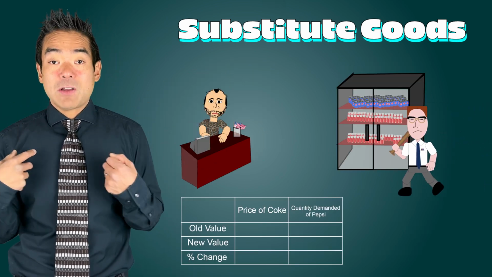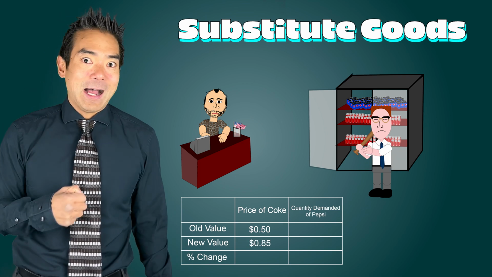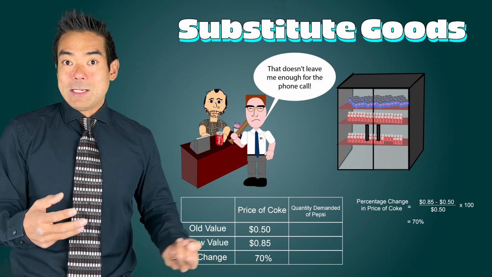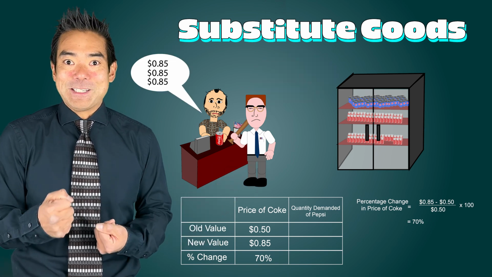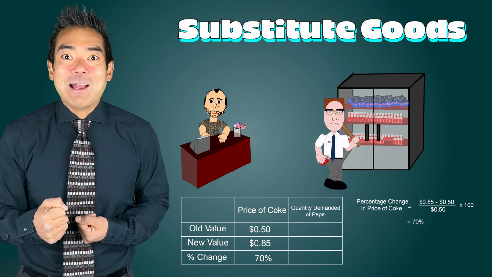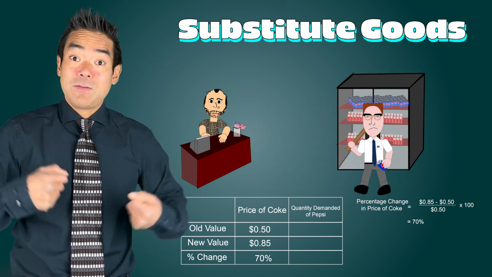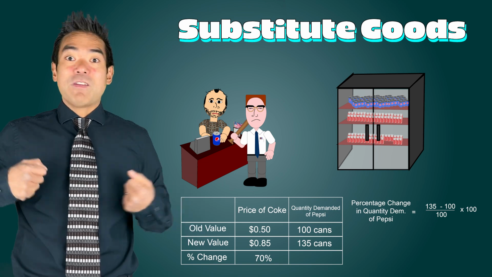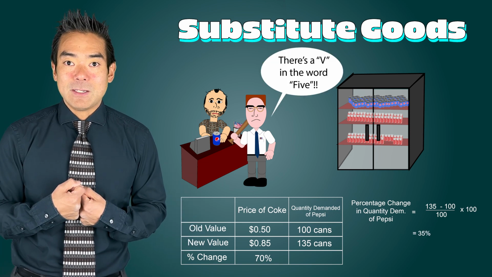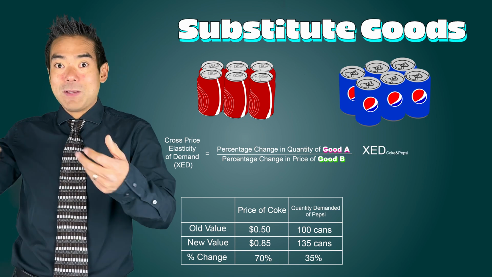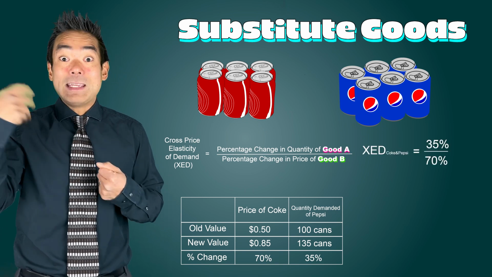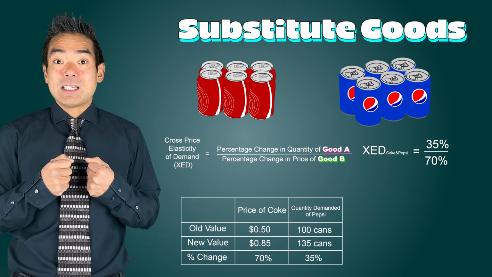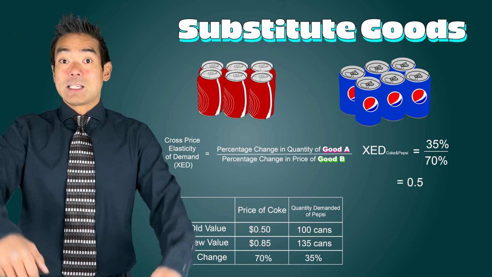Let's say that one can of Coke goes from 50 cents to 85 cents. This would represent a 70% increase in the price of Coke. You could go crazy over the price increase, or you could start to buy more Pepsi. Let's assume that people are rational and they start to buy more Pepsi. The quantity sold of Pepsi in this convenience store increases from 100 cans of Pepsi to 135 cans per day, or a 35% increase in the quantity demanded of Pepsi. Cross-price elasticity of demand between Pepsi and Coke would be calculated as 35%, the increase in quantity demanded of Pepsi, divided by 70%, the increase in the price of Coke, which gives us 0.5.